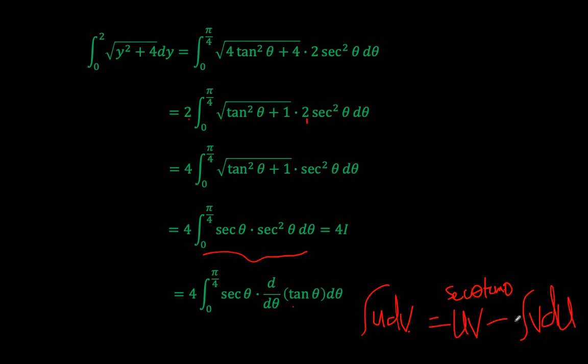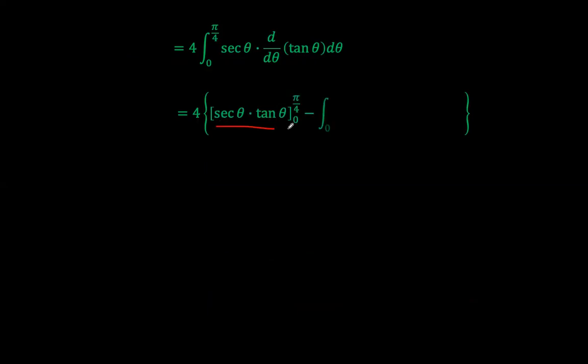Minus the integral of v du, where the derivative of sec theta is obviously sec theta tan theta, times tan theta, so we have sec theta tan squared theta. So obviously, as we said, uv is this with the limits applied appropriately, and then the product of v du, we have sec theta tan theta times tan theta.